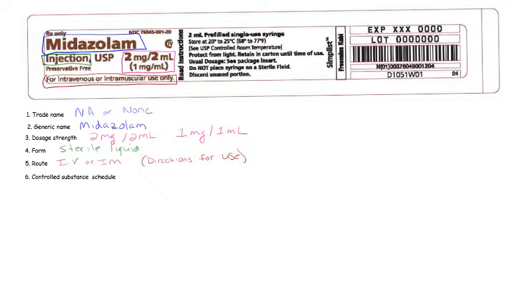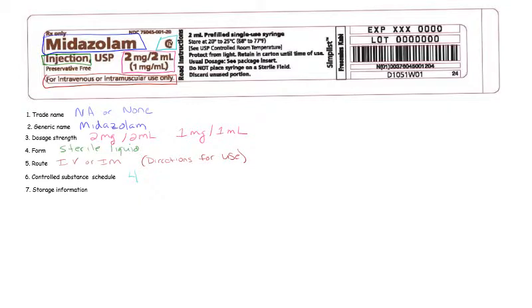You also need to know the controlled substance schedule for a medication. This particular medication is a Schedule 4. A controlled substance schedule will tell you the potential for abuse of the medication.